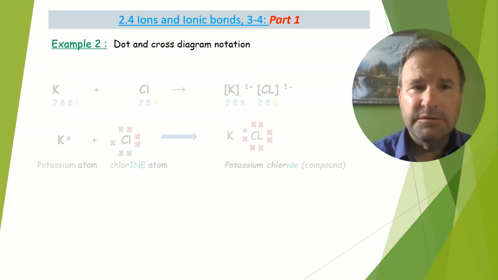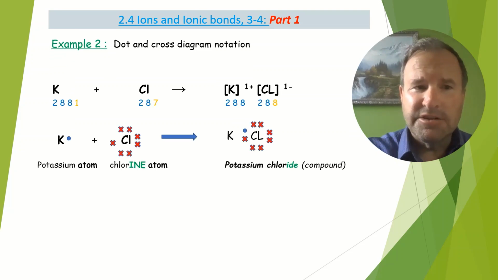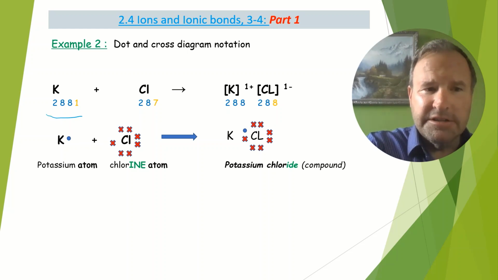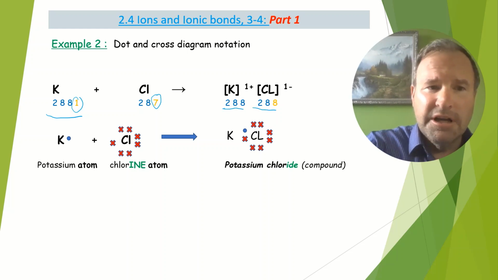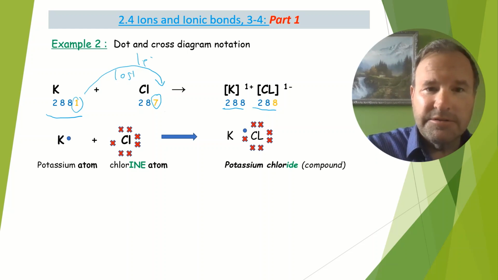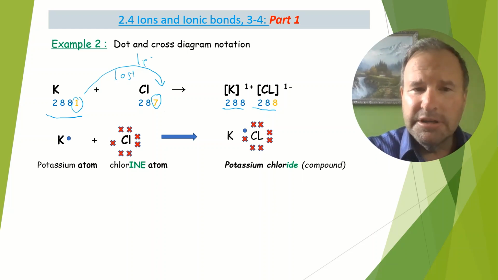Okay, example 2, showing you the dot and cross. Here's the shorthand example of potassium. You look that up on your periodic table. It's 19, so it's 2,8,8,1. There's the outer shell. Chlorine's 2,8,7. There's the outer shell. And there are the subsequent shells when the electrons are lost and gained. So potassium loses 1 electron, and then chlorine gains 1 electron. Here we've got the charges, 2,8,8 and 2,8,8.